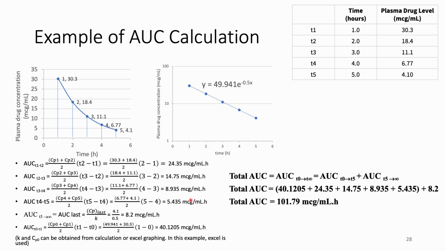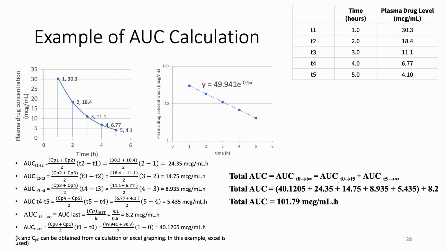So when I have all the information I need, I calculate the total AUC. Total AUC is equal to the sum of AUC from T1 to T5, plus AUC from T0 to T1, and AUC from T5 to infinity. I add them together. Finally, I have total AUC is 101.79 microgram per milliliter hour. This is the final calculation of AUC.